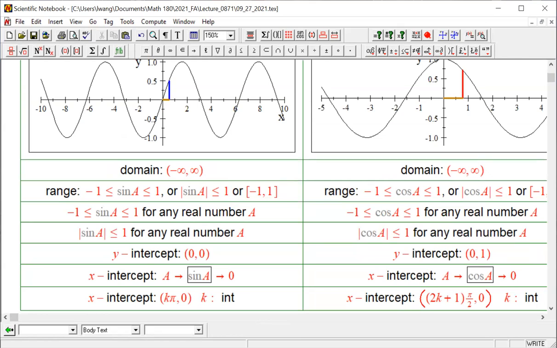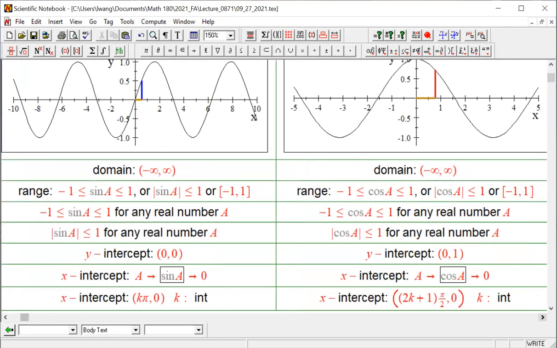Did everybody write it down? So far, so good?